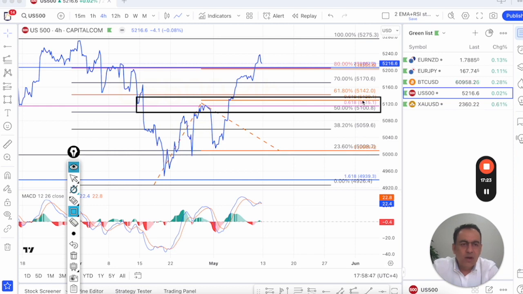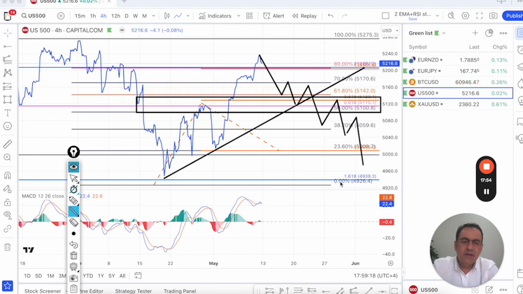So 5100, if 5100 is not broken, then I can expect that S&P 500 is moving towards the next higher target of 5400. If 5100 is broken, we also have a rising trend line support here in the same region, coming at 5100. So if 5100 is broken, then we can expect some deeper correction.